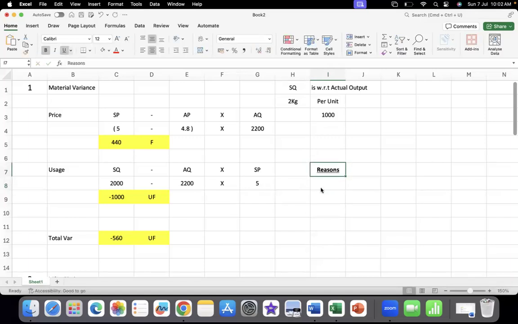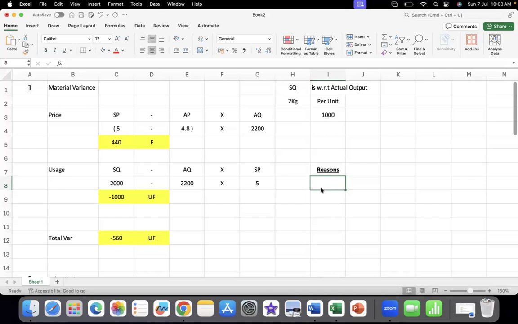These reasons would be asked in your essay type questions. First, the first part would be to calculate. The calculation would be at the same level we are doing right now, not too complicated, not too simple, just a knowledge-testing concept. But then the full focus of that essay type question would be on the reasons you put in. So you should always be familiar with what kind of reasons there are for a negative material usage variance.